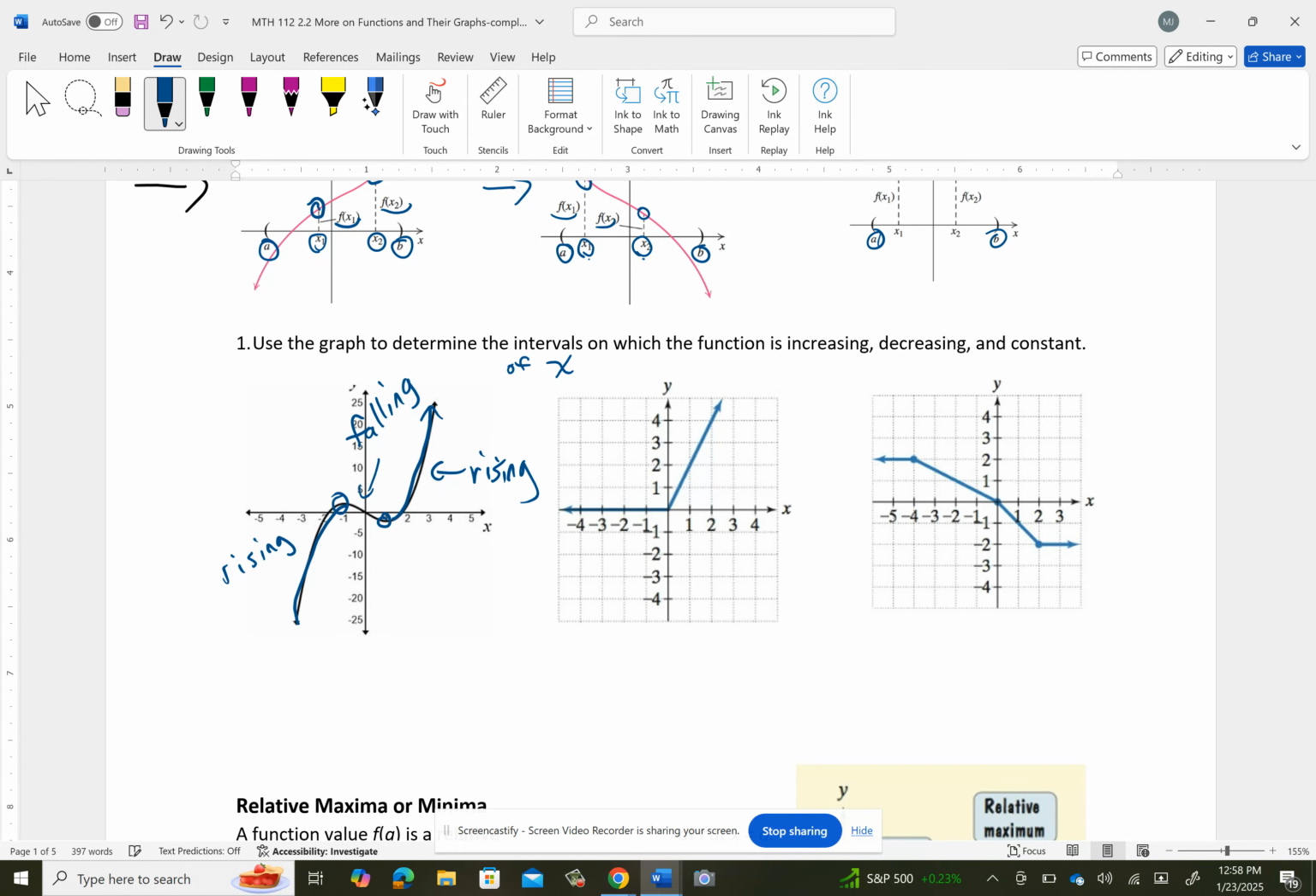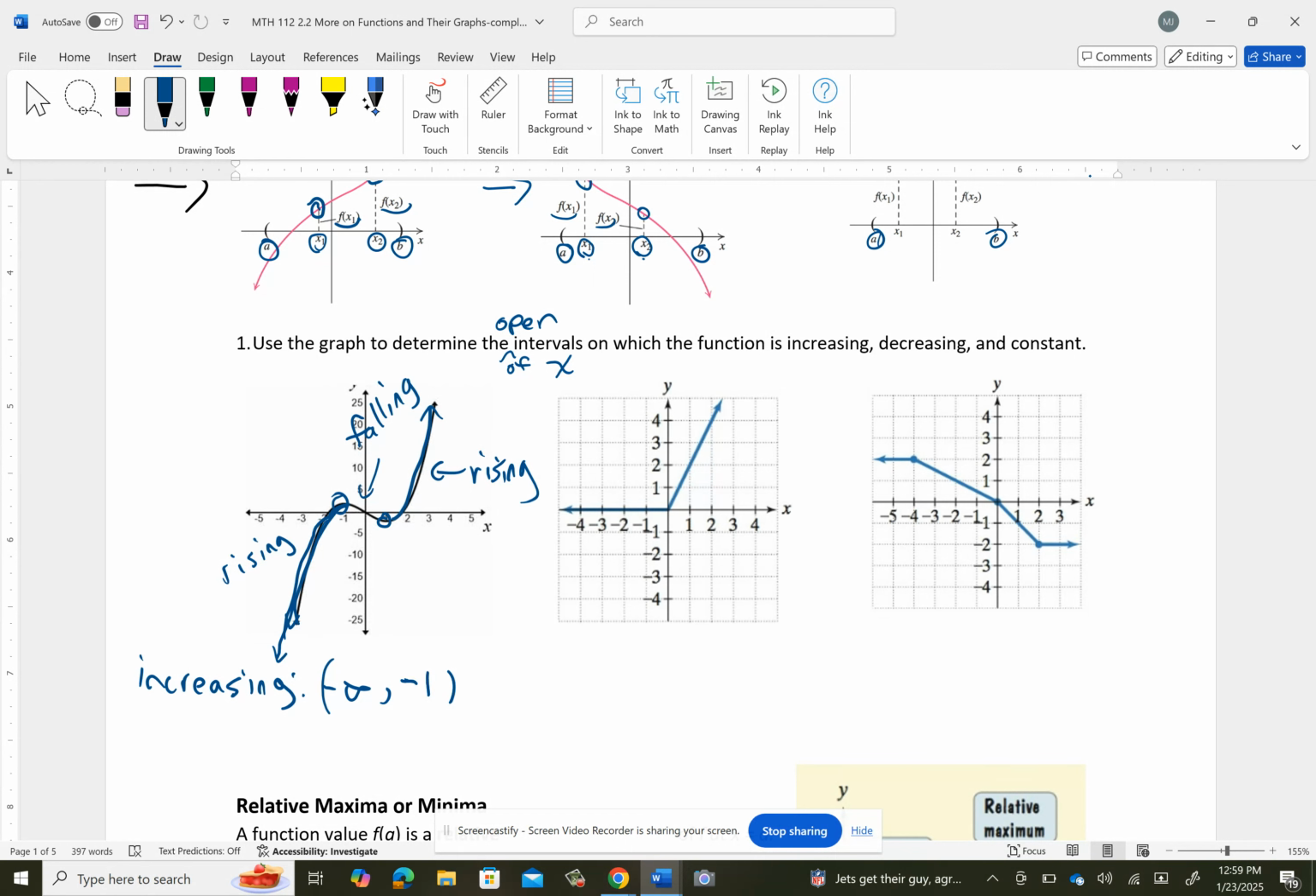If I wanted to know where the graph is going up as I look at it from left to right, you want to report the intervals of x values. That arrow means this keeps going. So you have x's from negative infinity until you hit where that high point appears to be, which looks like -1. And these are going to be reported as open intervals. They're going to have parentheses on the edges.